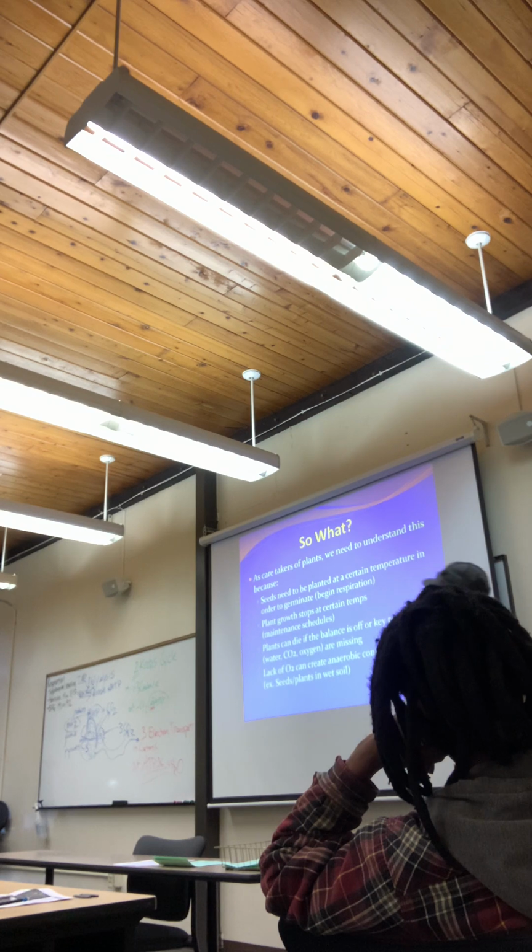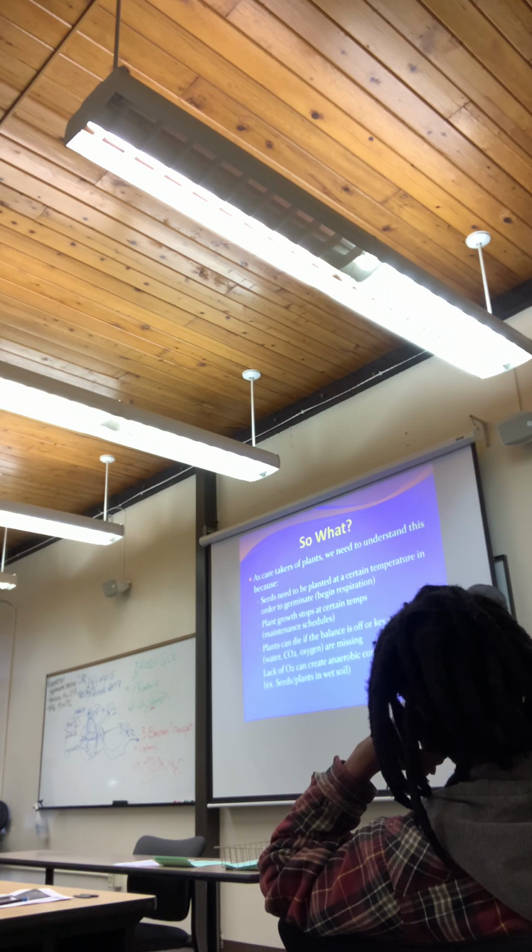So plants can die if the balance is off or key reactants are missing, right? But not just die, they can suffer in terms of less than maximum growth, poor fruit yield or output. We talked about the limiting factors: water, carbon dioxide, oxygen, and of course light in the case of photosynthesis.